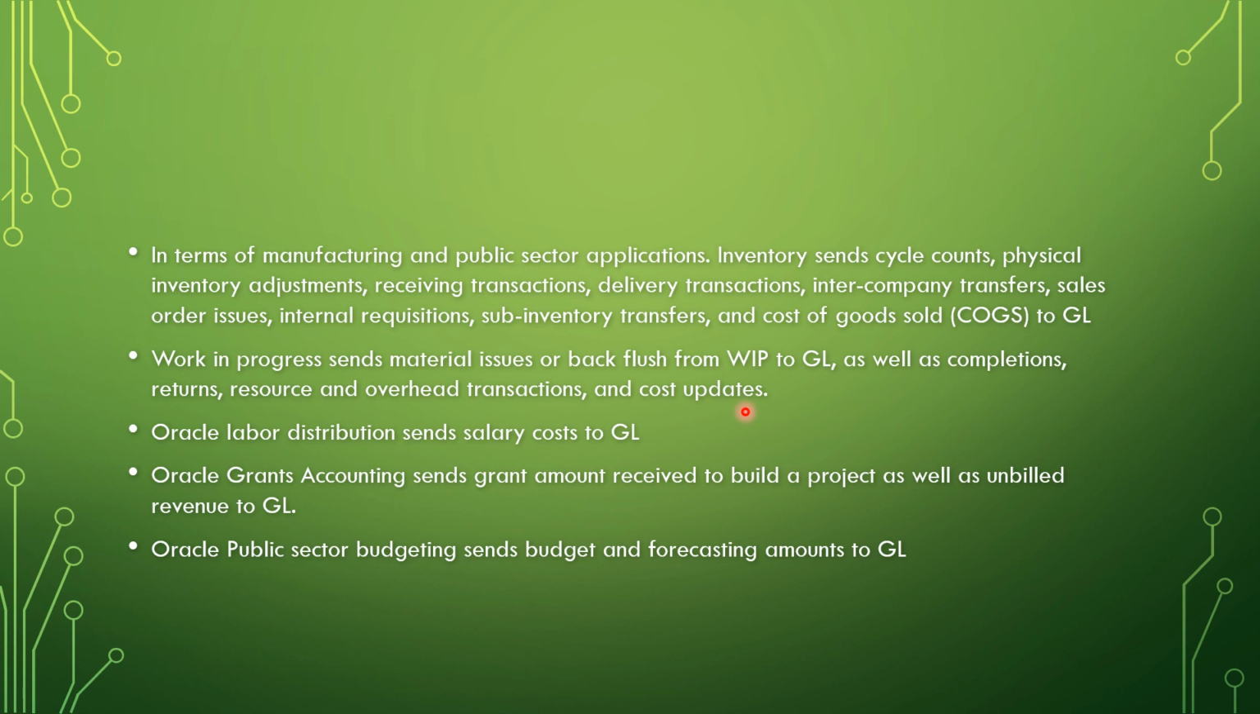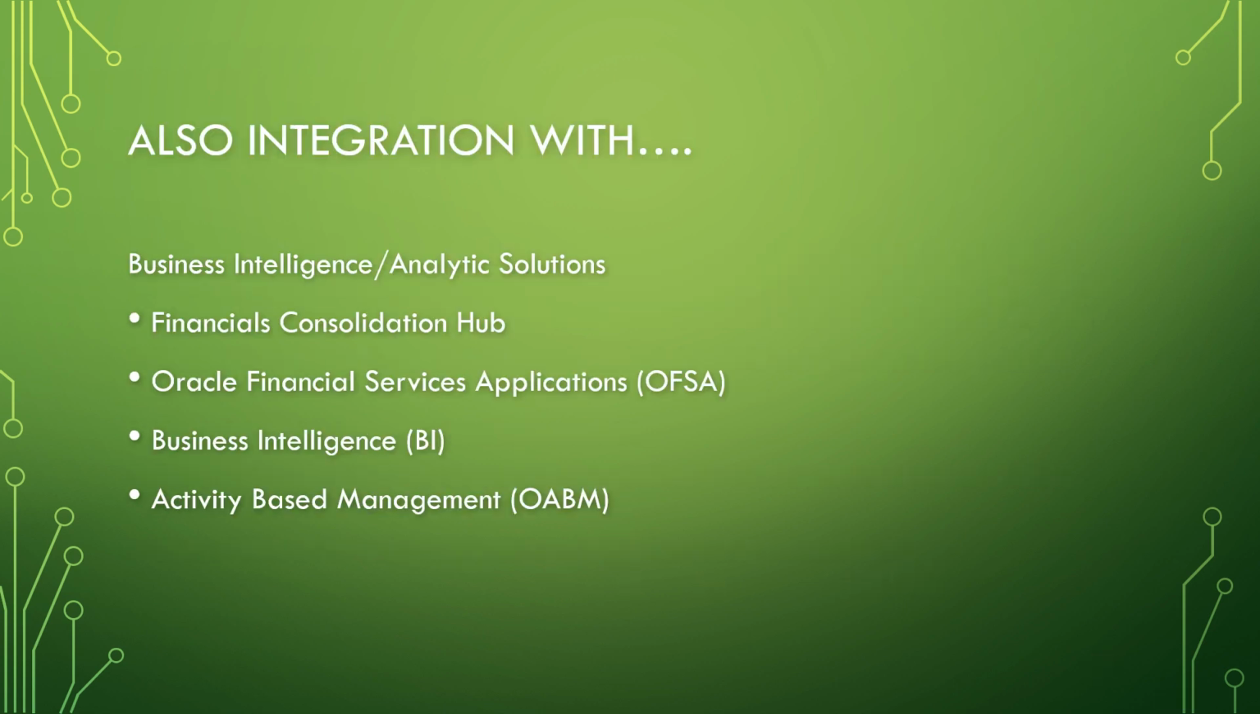So we are seeing a variety of types in a variety of modules. So each one will have a relevant account. So that account from the setup will flow to GL. So we don't have to worry every time from which module it comes. So the relevant account will be hit. Oracle Labor Distribution sends salary cost to GL. Oracle Grants sends grant amount received to bill a project as well as unbilled revenue to GL. Oracle Public Sector Budgeting sends budget and forecasting amount to GL.